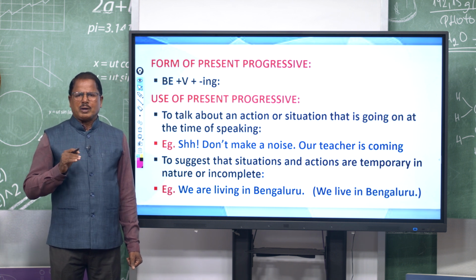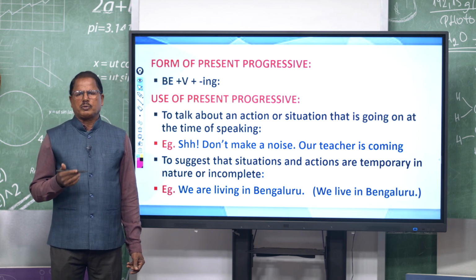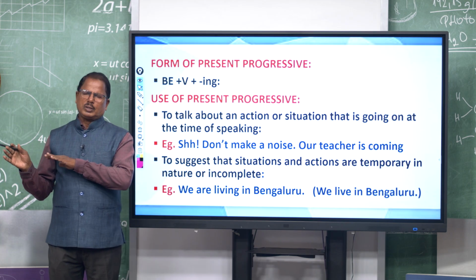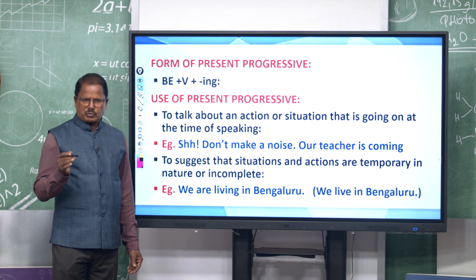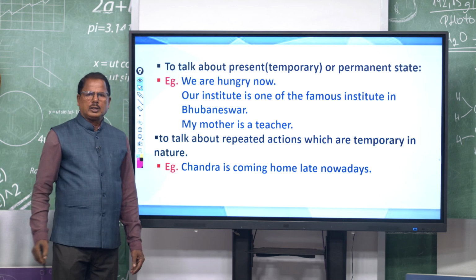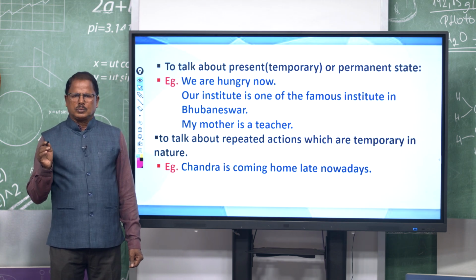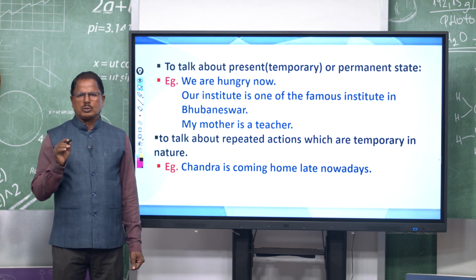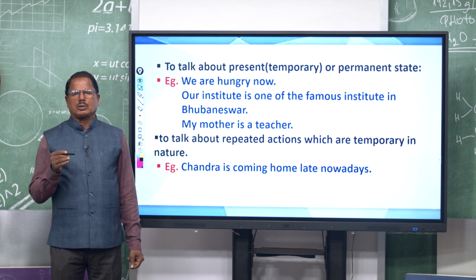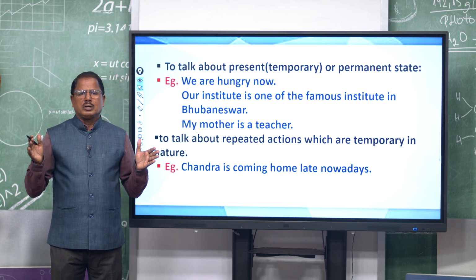This is the present time I am using to suggest a situation or action that is temporary. We are living in Bangalore, we are living in Bhubaneswar now, that means we live in the village, but we are living here now, right? For a temporary period, when we do something over a period of time, we use present progressive form. Now, if you talk about a present or temporary or permanent state, we are hungry, present state. Our institute is one of the famous institutes in Bhubaneswar. This is also a temporary state, I can say. My mother is a teacher. This is a permanent state, right, for a longer period.